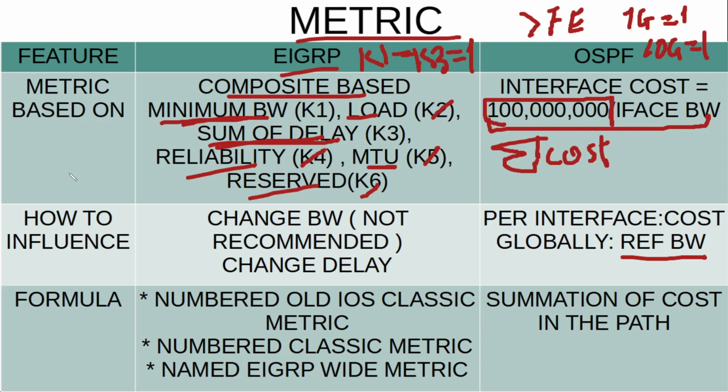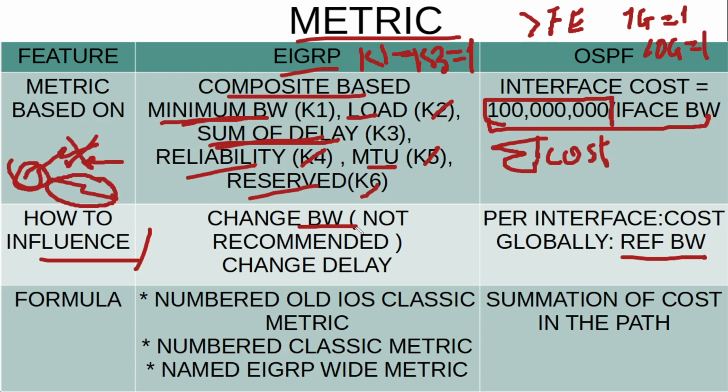Now, how do you influence these metrics calculation? For instance, let's say that you have one router and you have 2 links, and this link happens to have the best metric, but you want to use this link instead of this one. You can change for EIGRP the bandwidth, which is not recommended, or you can change the delay. In the case of OSPF, you can change the cost.